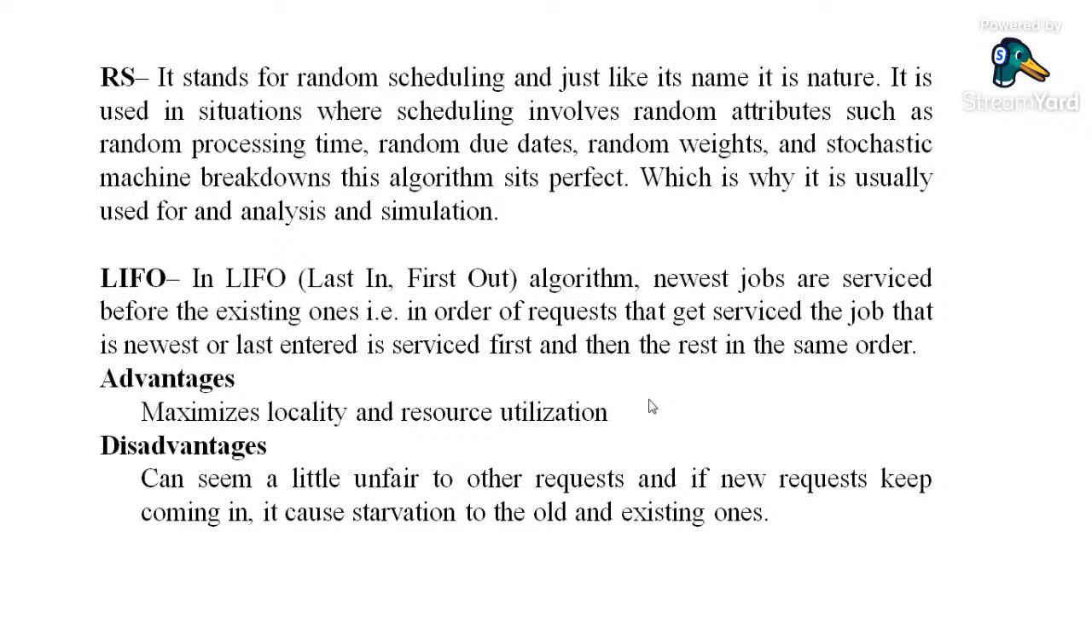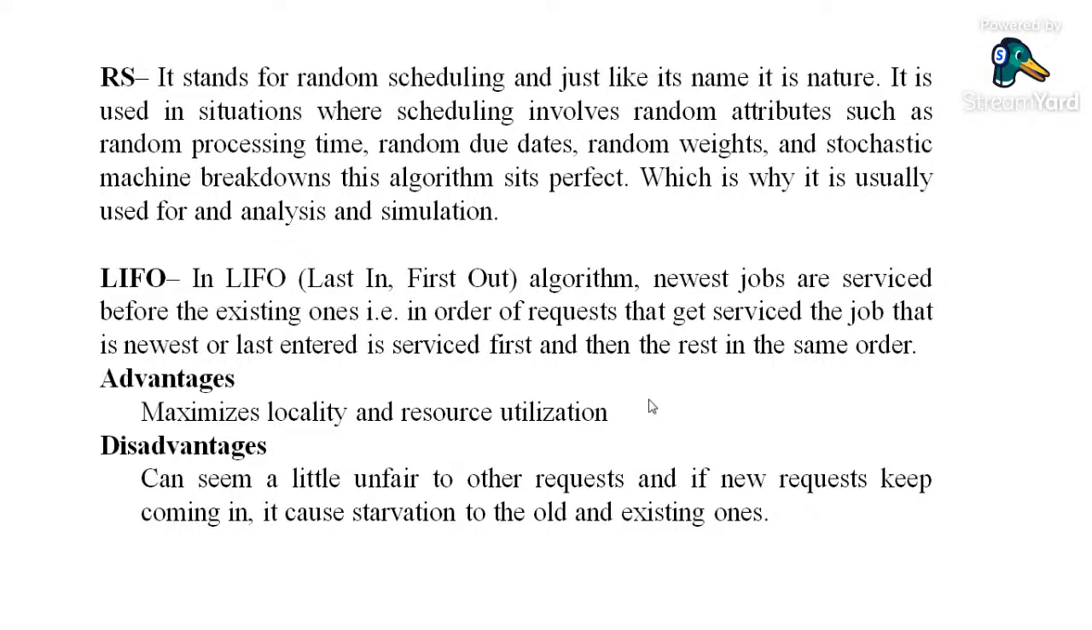Now the next algorithm that we are going to see is RS. It stands for random scheduling. And just like its name, it is random in nature. It is used in situations where scheduling involves random attributes such as random processing time, random due dates, random weights, and stochastic machine breakdowns. These algorithms fit perfectly for these parameters, which is why it is usually used for analysis and simulation purposes.